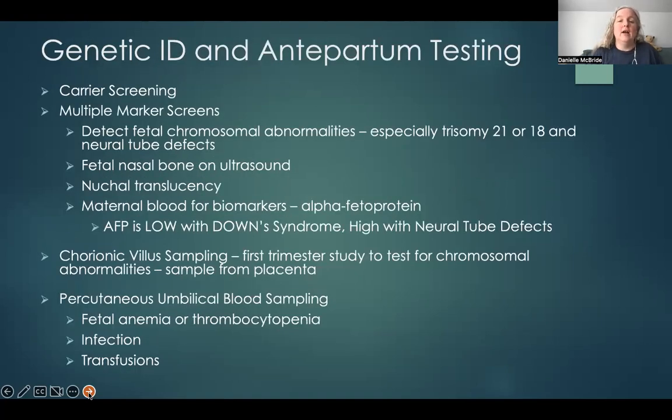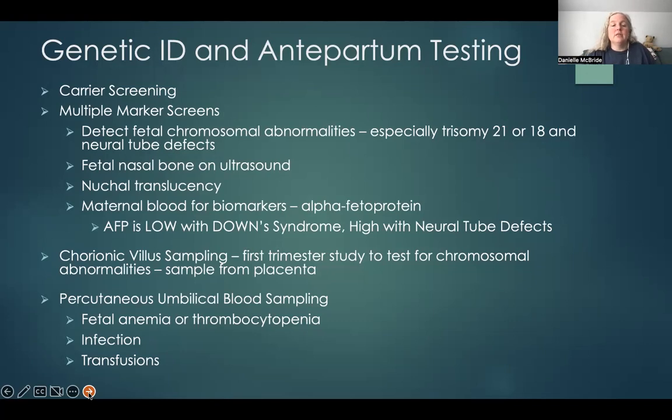All right, so genetic ID and antepartum testing, things that we can do to test in pregnancy. Carrier screening we talked about earlier. What do you carry? Right, that blood test that we can check and see before she even gets pregnant.